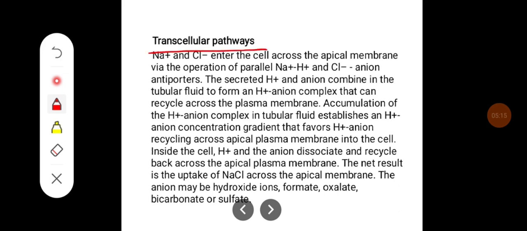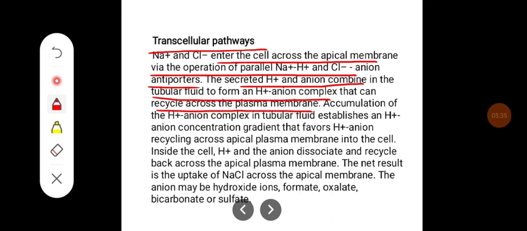In the transcellular pathway, sodium and chloride enter the cell across the apical membrane via operation of parallel sodium-hydrogen and chloride-anion antiporters. The secreted H+ ions and anion combine in the tubular fluid to form an H+-anion complex that can recycle across the plasma membrane. Accumulation of the H+-anion complex in the tubular fluid establishes the H+ ion concentration gradient that favors H+-anion recycling across the apical membrane to enter into the cell.